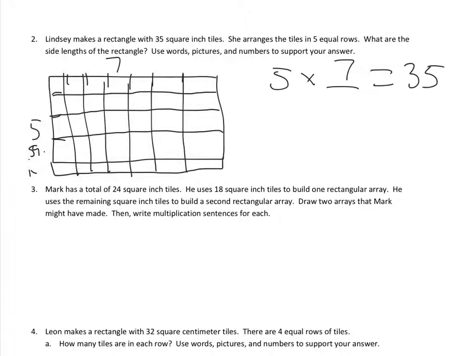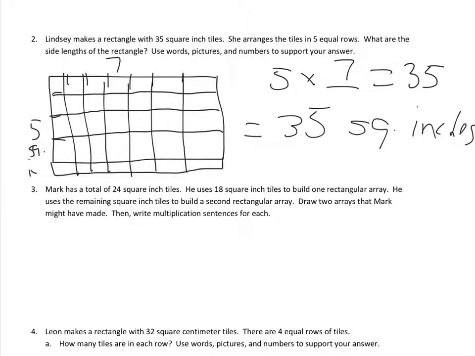another way you could have done it is to get the actual square tiles, get 35, and build the rows out that way to build your rectangular array. So I know that this equals 35 square inches. Or you could have used number pieces to build it.